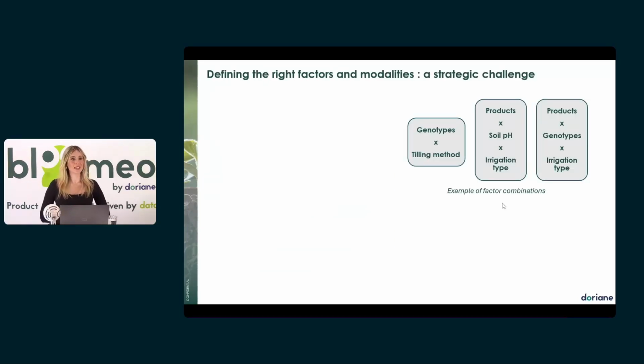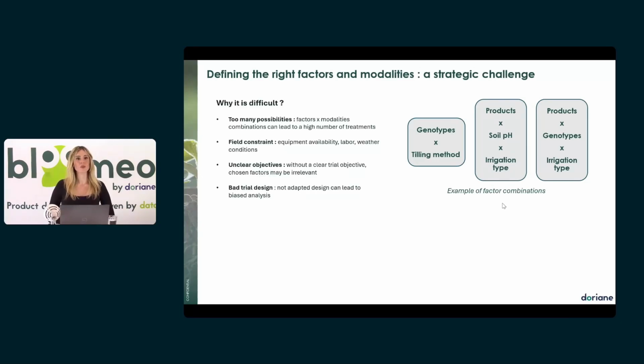So jumping straight into the design, here you can see some examples of factor combinations that can be tested. For example, genotype and tilling method, product, soil pH, irrigation type, or product, genotype, and irrigation type. However, it's not so straightforward as it may seem, and there are certain challenges that you need to consider before designing the protocol. So the first difficulty is that you have a lot of possibilities.